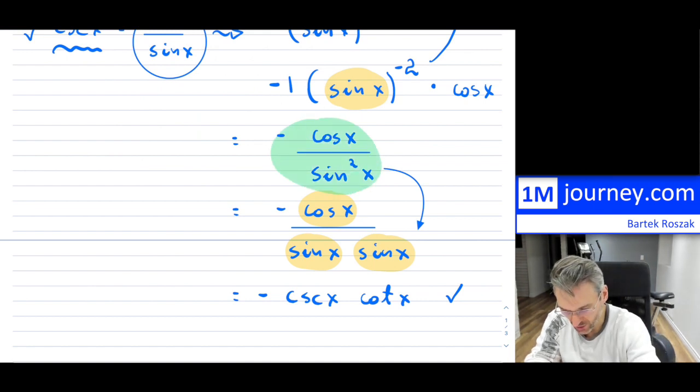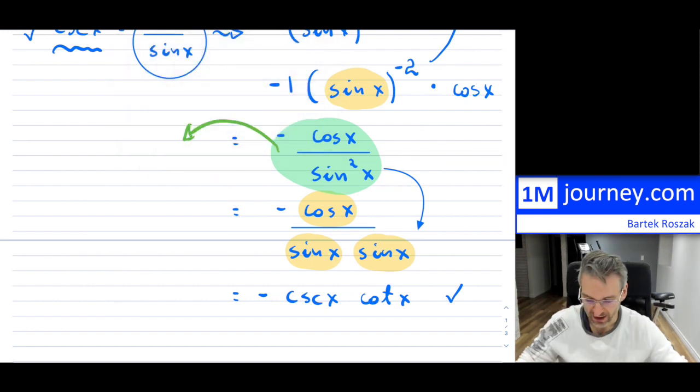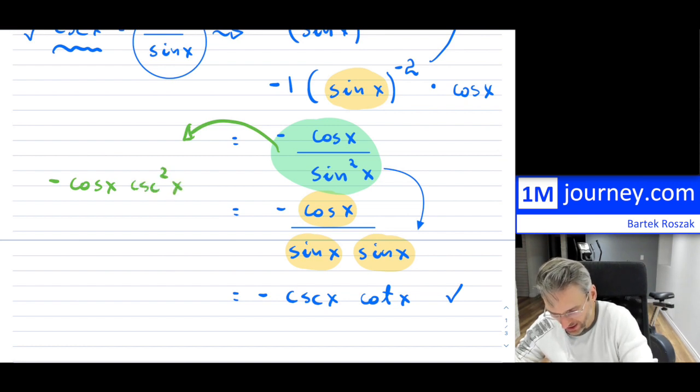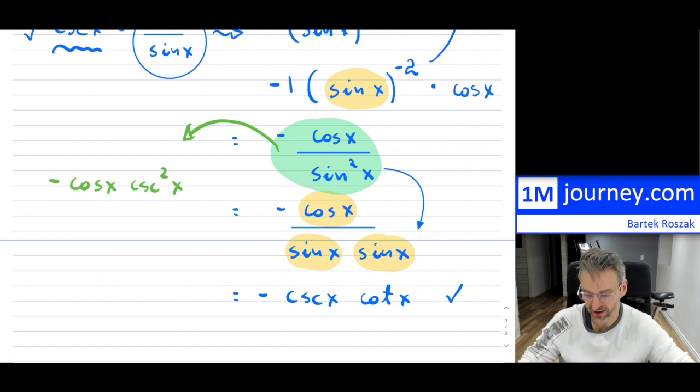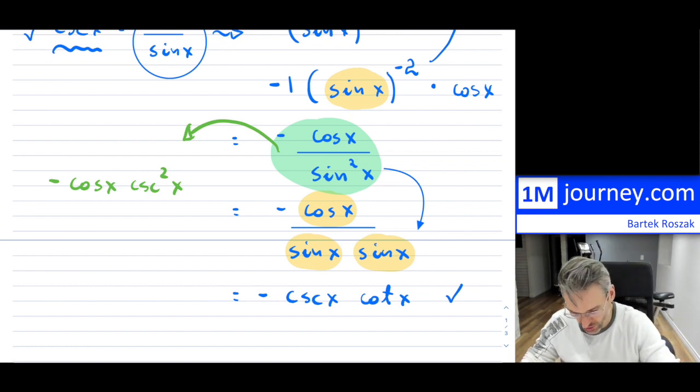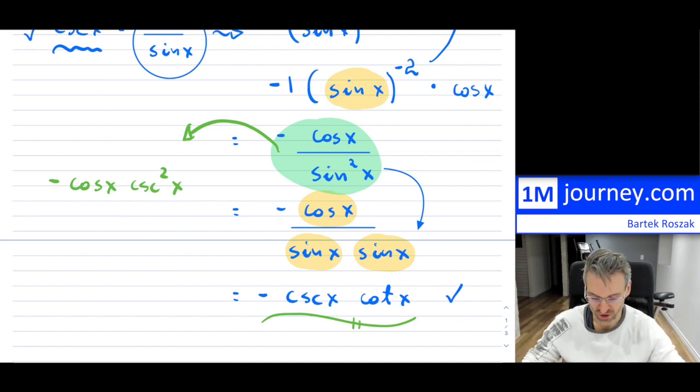I could also have written this out, because you have negative cos x over sine squared x. This can also be written as negative cos x times cosecant squared x. That's still the same thing. It's just a matter of trig identities and playing around. Which one you choose is up to you. This one is the one most of the time utilized, but not necessarily. It will depend on what you do.